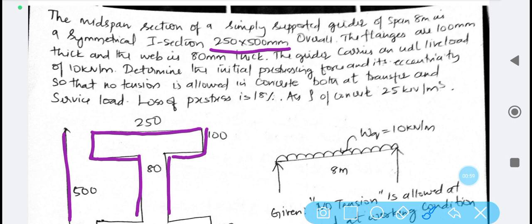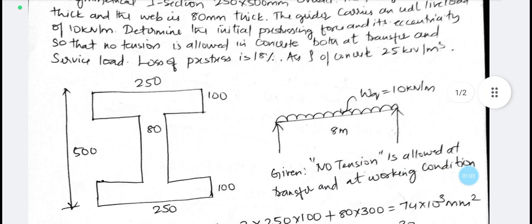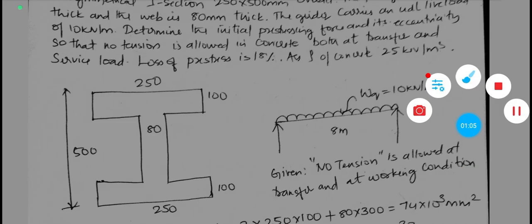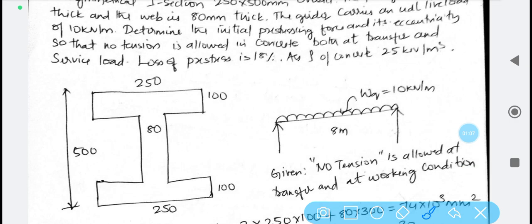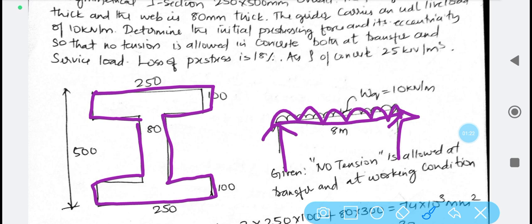Web is 80 mm and the bottom flange, it is a symmetrical section, so it can be taken equal. Flanges are equal, and this is how the cross section looks. And here on the right hand side we need to draw the simply supported beam which carries a uniformly distributed load. It is carrying the load of 10 kilonewton per meter and the span is 8 meter.